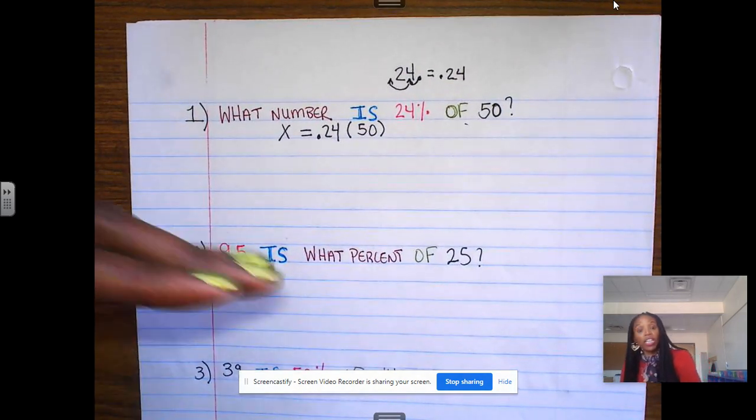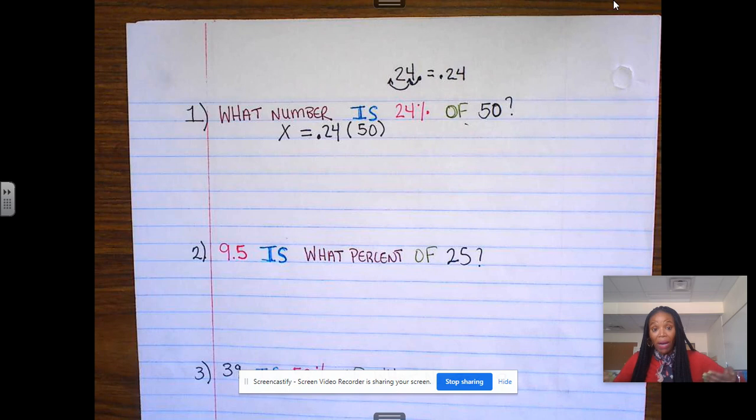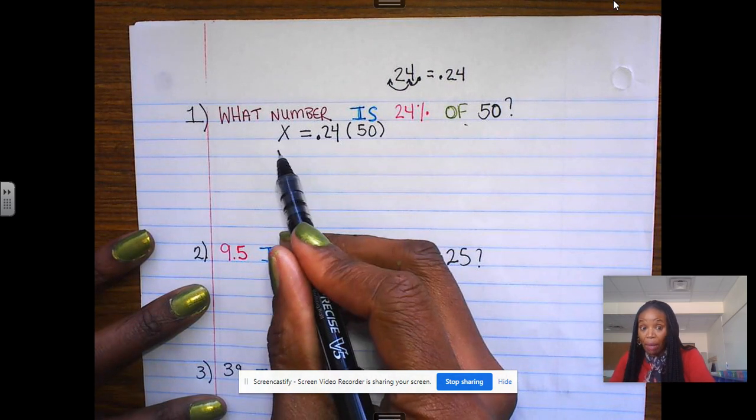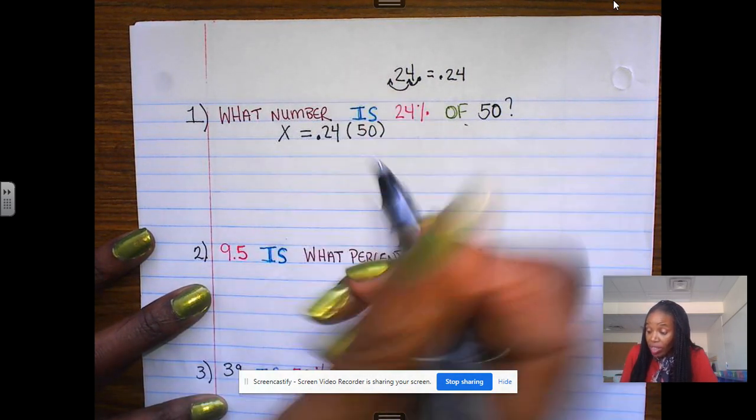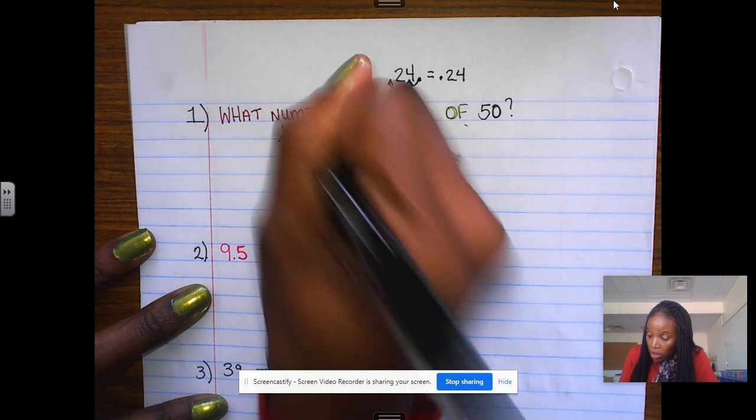Now, you're going to look at it and you're going to see the goal is to get X on the side by itself. So X is already on the side by itself. There's nothing attached to it. So all I really have to do is multiply this out. And so I'm going to write from left to right.